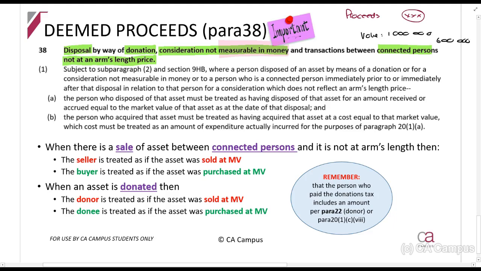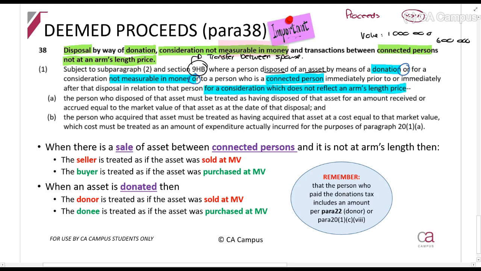So it says, subject to subparagraph 2 and section 9HB. Section 9HB is the transfer between spouses. That section overrules this section. Where a person disposed of an asset by means of a donation, or for consideration not measurable in money, or to a person who is a connected person. So, or, can you see there? Immediately prior to or immediately after the disposal, for consideration which does not reflect an arm's length price. So that's for the connected person. If you sell something to a connected person for consideration which does not reflect arm's length price.